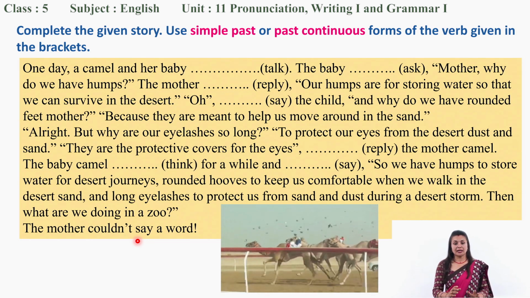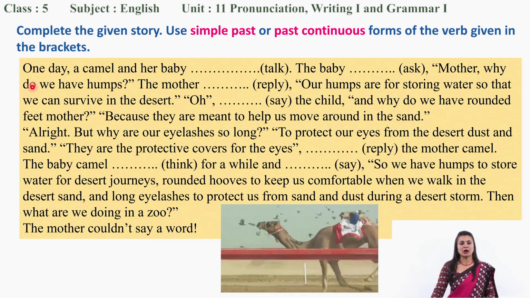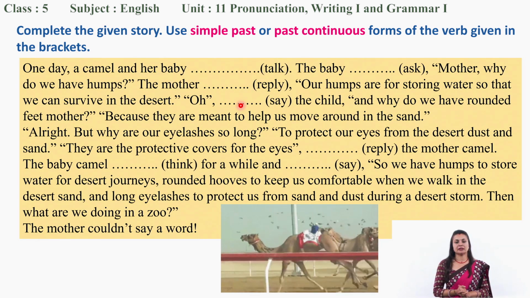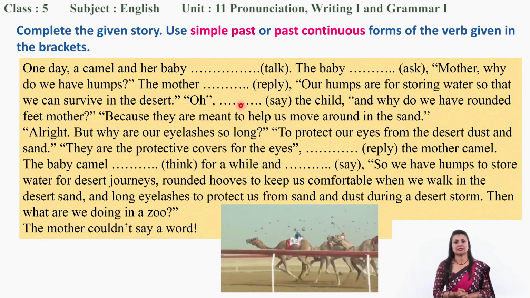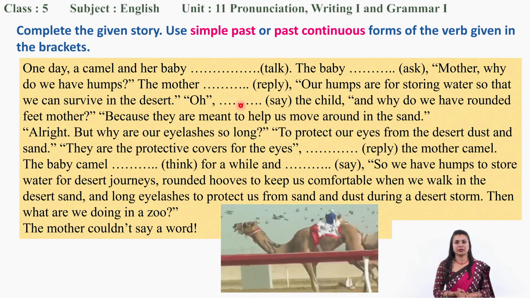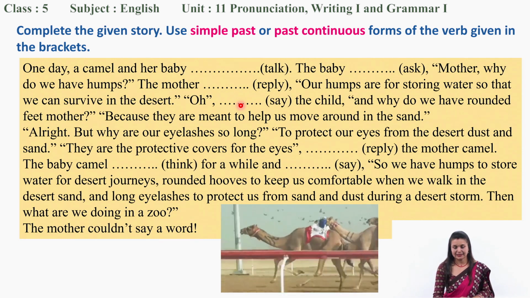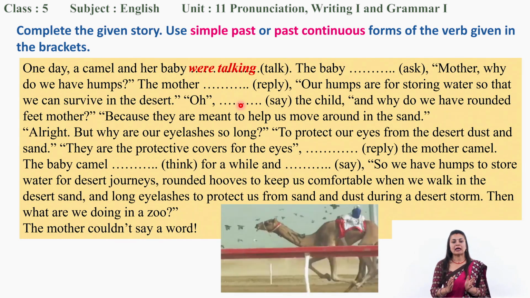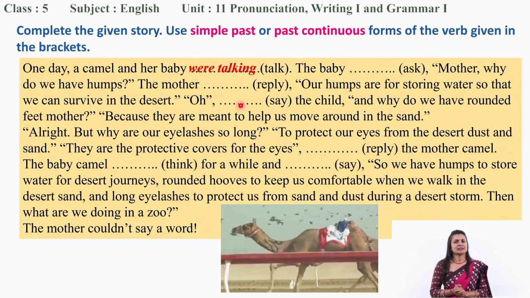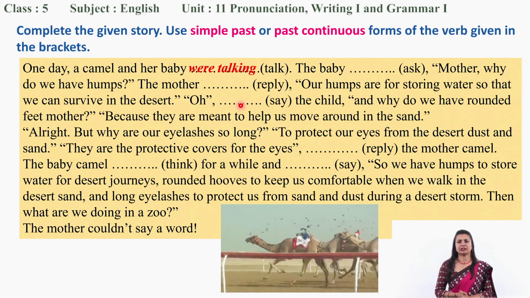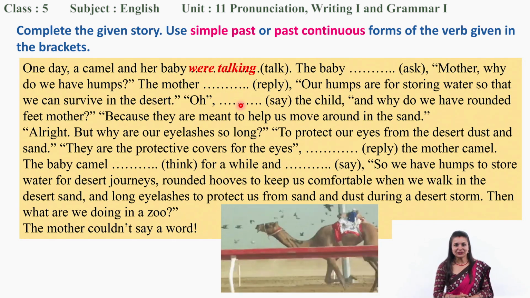Okay, so let's say here the first one. One day a camel and her baby talk. So what do you write here? Simple past or past continuous, like talked or were talking? Yes, that's correct. You can write here were talking. So one day a camel and her baby were talking. So I hope that you can do it well at your home. You can do it perfectly. I hope so. Can't you?